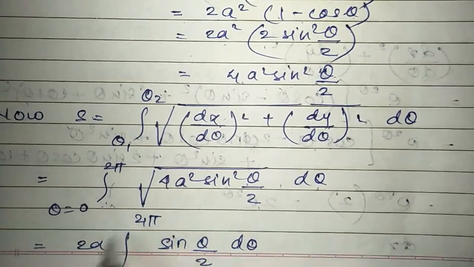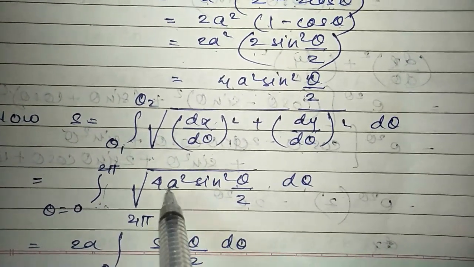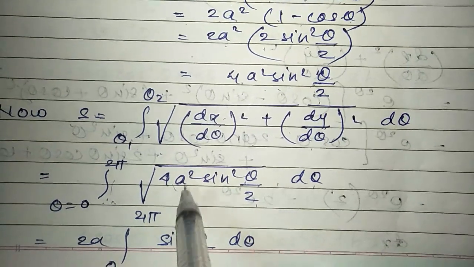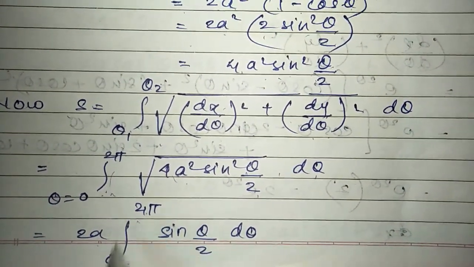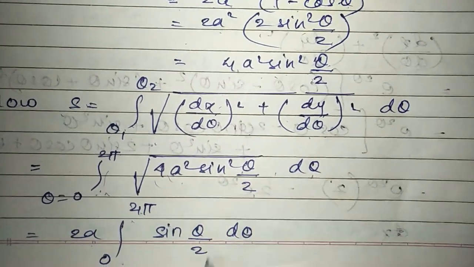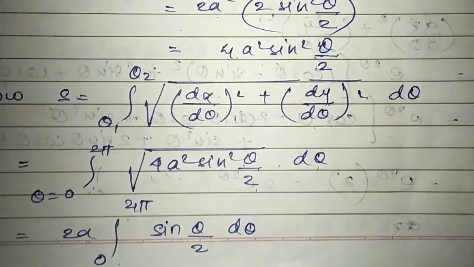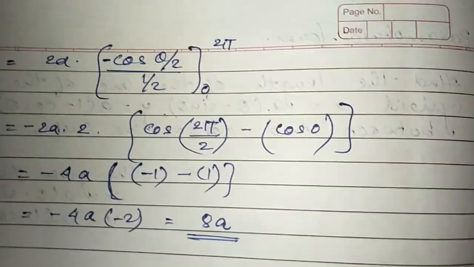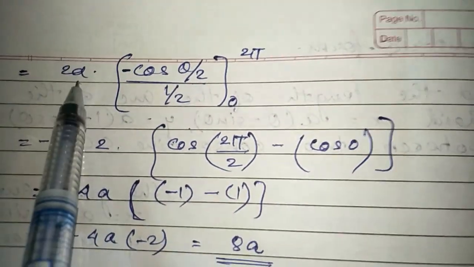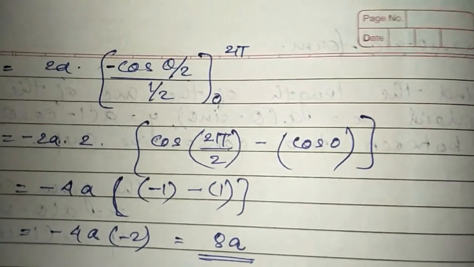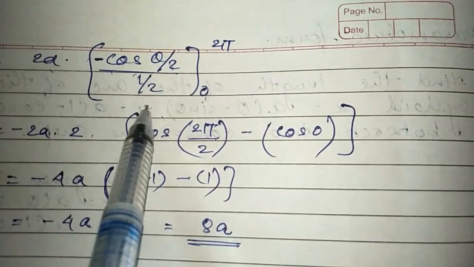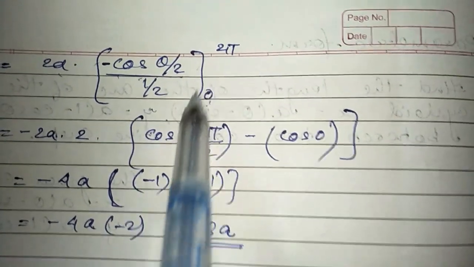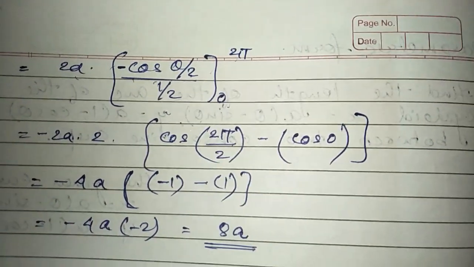So it will be equal to, this 4a square is constant, under root of that will be 2a, it will be outside the integral sign, integral 0 to 2 pi, under root of sine square theta by 2 is sine of theta by 2. So we have it as 2a, and the integral of sine of theta by 2 is minus cos of theta by 2 upon 1 by 2, and the limits are from 0 to 2 pi.